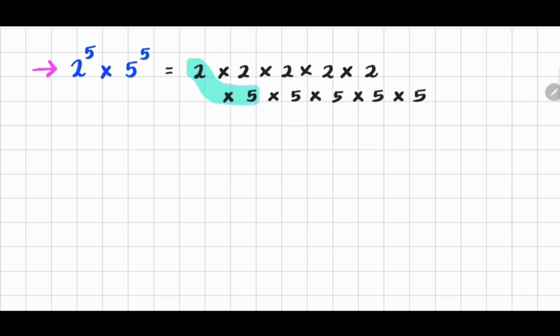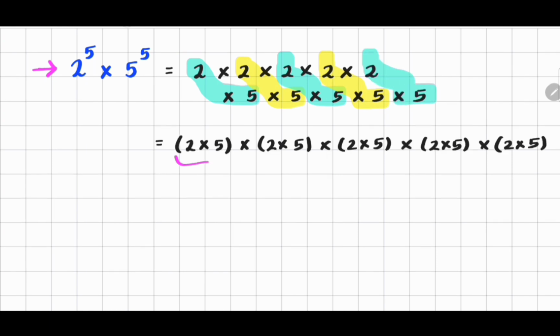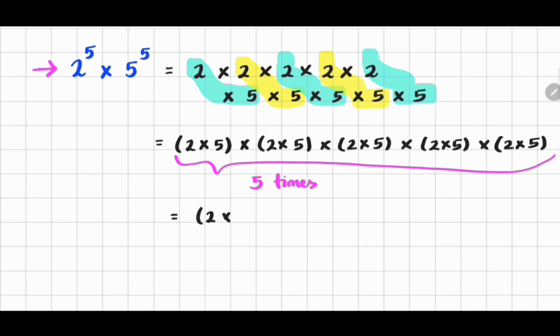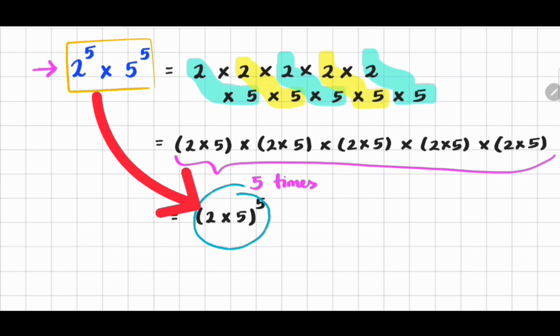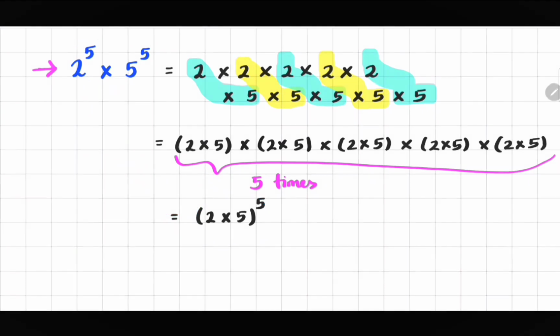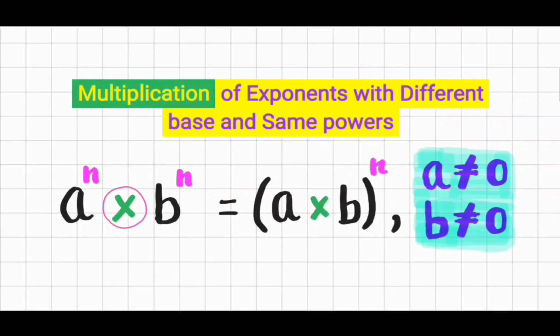Now, grouping 2 times 5, we get 5 groups of 2 and 5. And we can write this in exponential form, 2 times 5 the whole power 5. We can understand from that, we can write this as this. So in general, when multiplying exponents with different bases and same powers, the bases are multiplied first. It can be written mathematically as a multiplied by b the whole power n, where a and b should not be equal to 0.